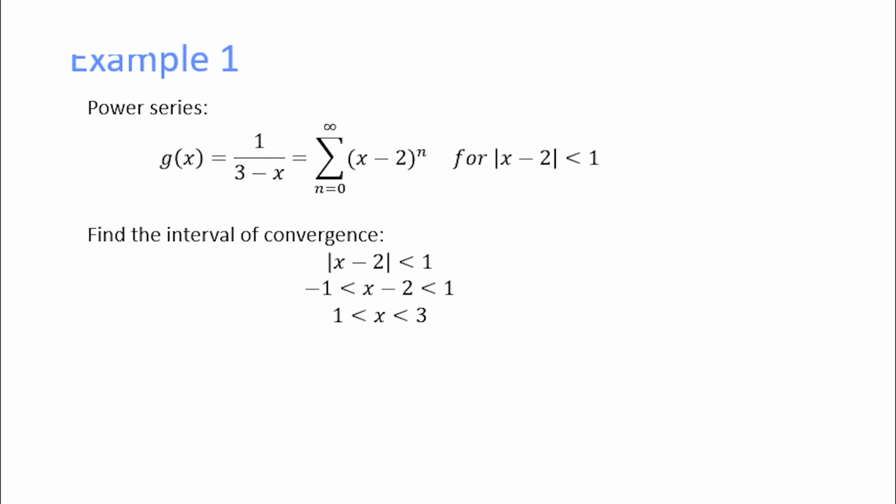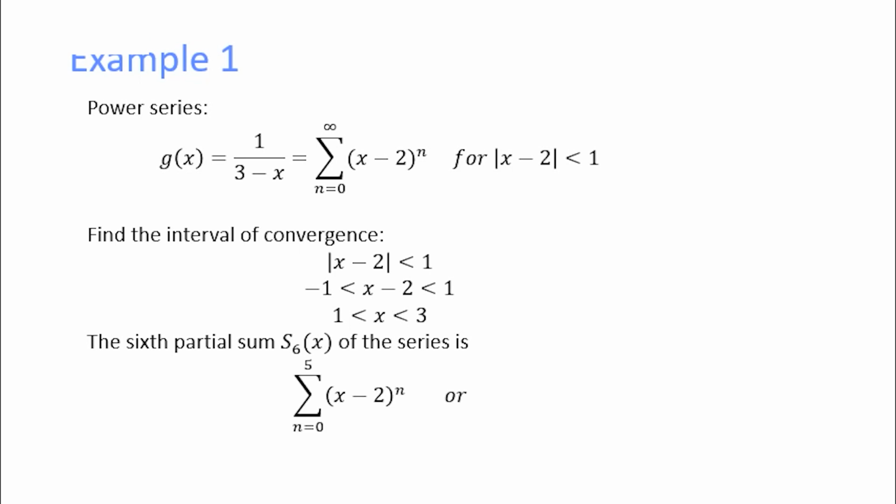Well, the sixth partial sum has 6 terms, therefore we can write it as sum of (x minus 2) to the power of n, where n goes from 0 to 5. Or we can also write out all the 6 terms: 1 plus (x minus 2) plus (x minus 2) squared plus (x minus 2) cubed plus (x minus 2) to the power of 4 plus (x minus 2) to the power of 5.